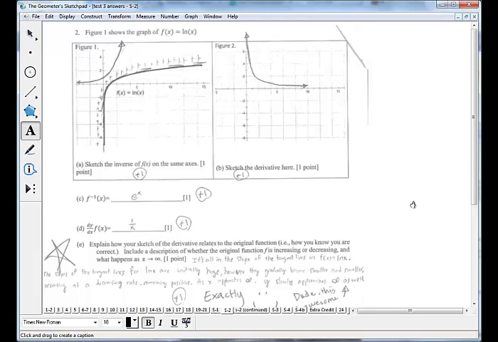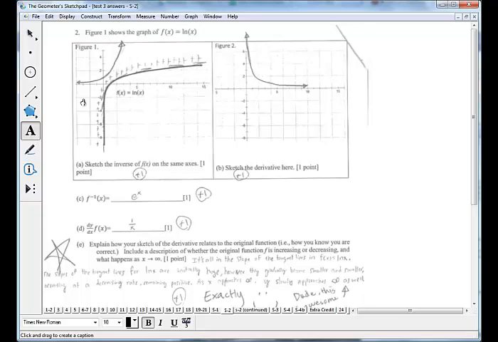This is question number 2 of the short answers, and we were really impressed with many of the answers that we saw. So here's one, for example. First I said sketch the inverse of f of x on the same axis. So you were given f of x is equal to ln of x.